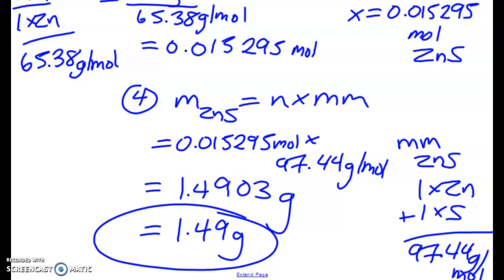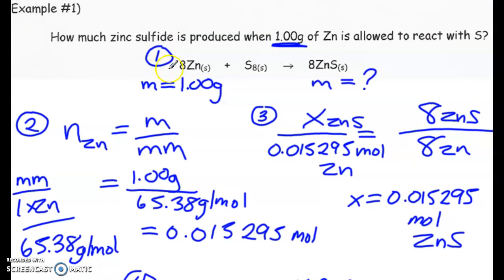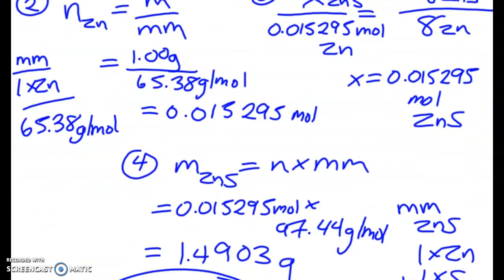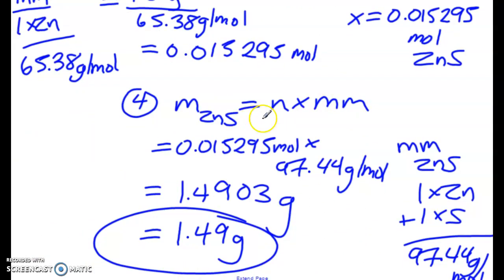Okay, so let's go through the steps again. Number 1, balance the chemical equation. Number 2, take the value you have the mass of and find the moles. Number 3, take the moles you just solved for and set up a mole ratio to solve for the moles of what we are looking for. And then you can find the mass by doing moles times the molar mass for what we ultimately needed to find.